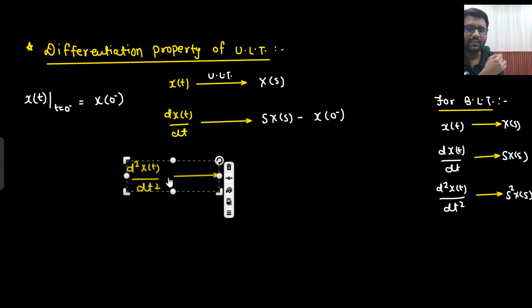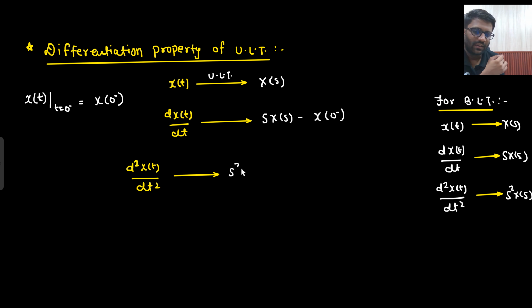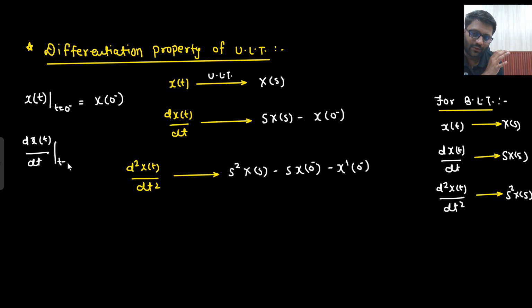What about this d square x(t)/dt square? That would be s square X(s) minus s x(0-) minus x dash of 0 minus. How did this formula come? I will tell you, but you need to remember it. And what is the meaning of x dash of 0 minus? That means dx(t)/dt at t equals 0 minus, that would be x dash of 0 minus. So how did this formula come?